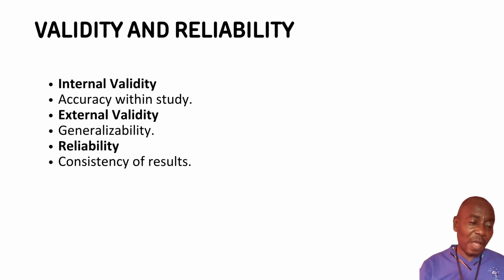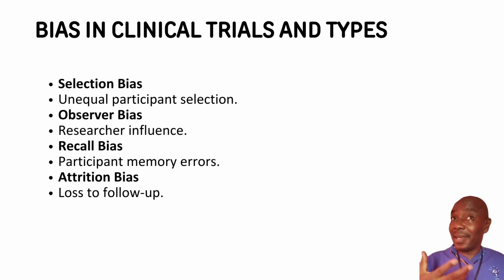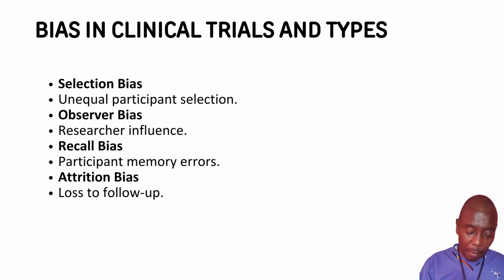So what are the biases? We have selection bias, when unequal participant selection is made. We have observer bias, the researcher's influence on the entire work, and then recall bias, participants' memory error. They say, I can't remember. Did you do this? I can't remember. These are some errors introduced into the work. Attrition bias: some persons don't even show up again. They actually had high spirit at the beginning of the work, but before you know it, they're no longer coming.